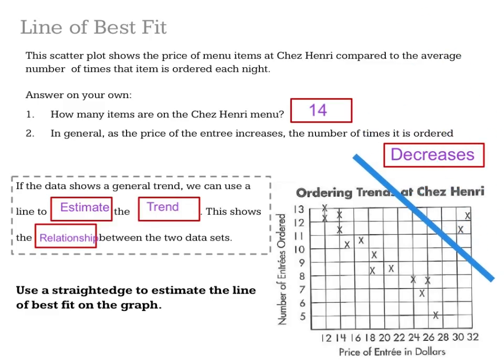So I'm going to take my straight edge and I'm going to try and draw it so that I get the most number of X's along the line, or some a little bit above or some a little bit below. And this is my line of best fit. And I can use this line of best fit to make predictions and make estimates about the general trend. Let's see how this works in practice.